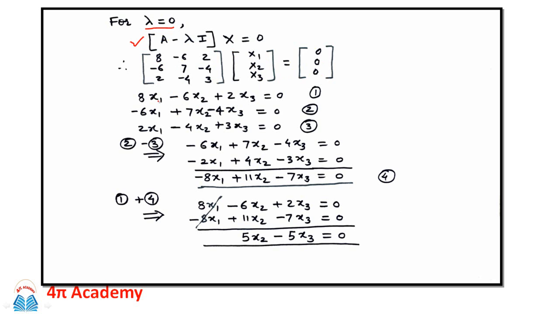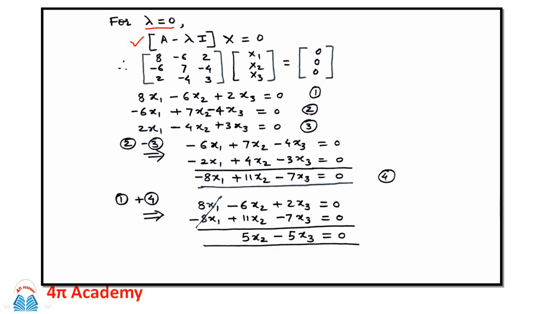So we get 8 times x1 minus 6 times x2 plus 2 times x3 is equal to 0. Let us write this as equation 1. Then the next equation will be minus 6x1 plus 7x2 minus 4x3 equal to 0. So this is equation 2. Then 2x1 minus 4x2 plus 3x3 is equal to 0. So this is our equation 3. So we have the system of 3 simultaneous equations, and from these equations we can now solve for the values of x1, x2 as well as x3.